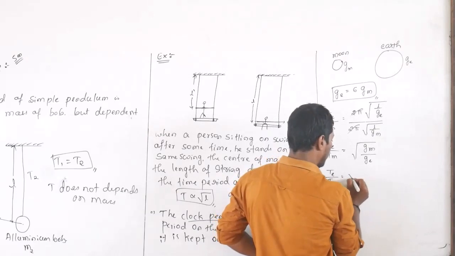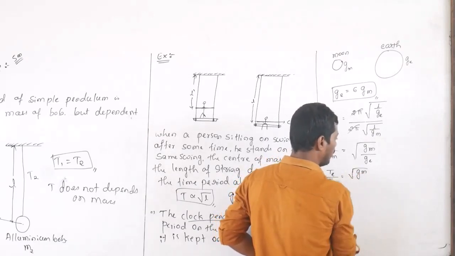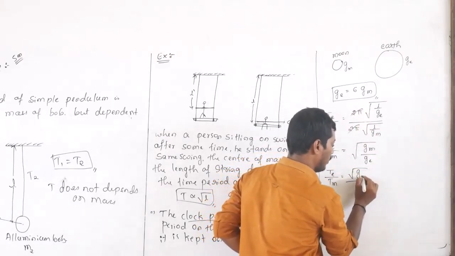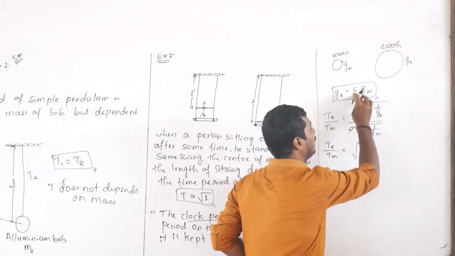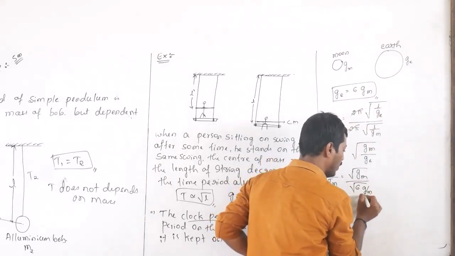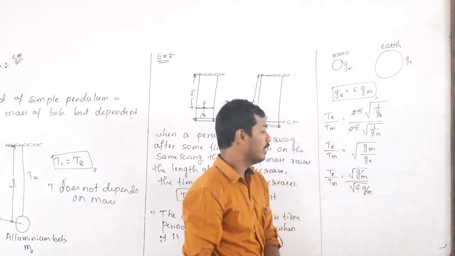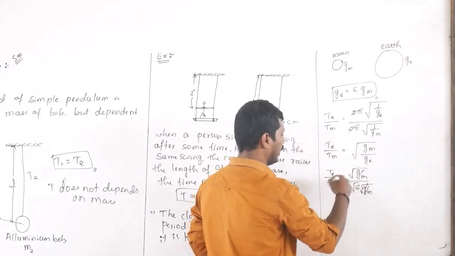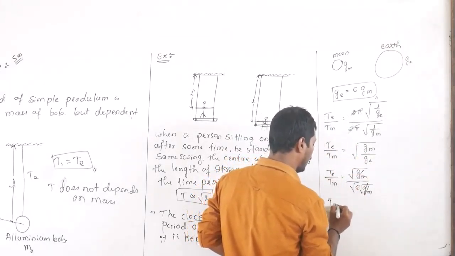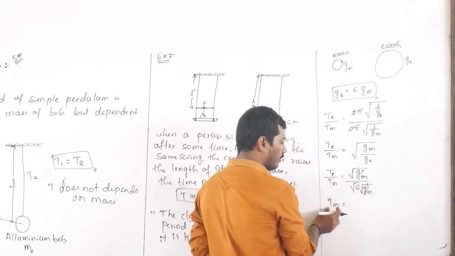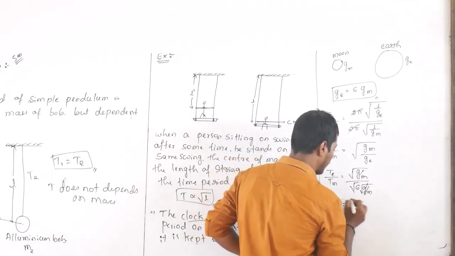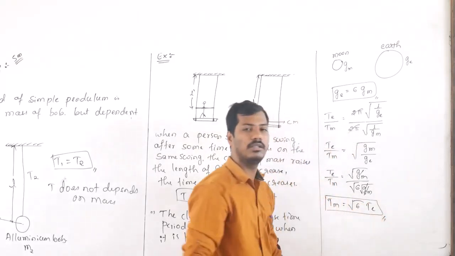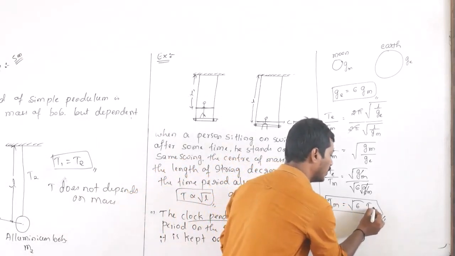The gravity of moon stays the same, but the gravity of earth is 6 times Gm. These two get cancelled. Root of 6 and root of Gm, these two get cancelled. Then what about the time period on the surface of moon? The time period on the surface of moon is root of 6 times the time period of the pendulum on the surface of earth.